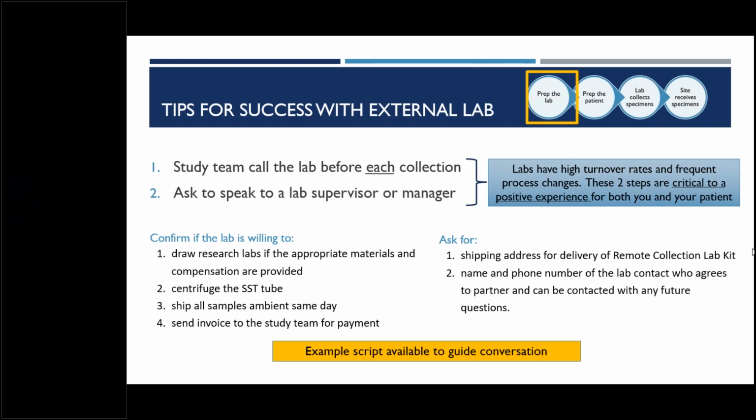There is an example script for this conversation that's included in the MOP for remote biosample collection. So you can use that to guide your conversation. When you're talking with the lab, you want to make sure you ask for the shipping address for the delivery of the kit. And then really importantly, get the name and phone number of that person that you talk to. Whoever that manager or supervisor is, get their phone number.